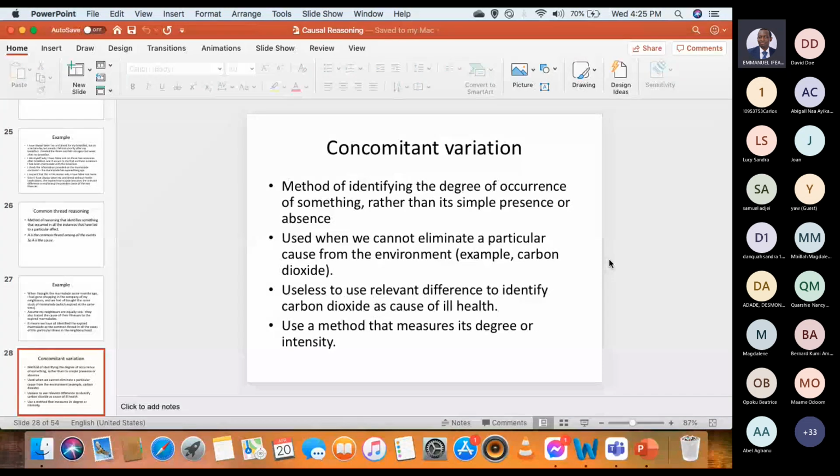So that is where concomitant variation comes in. It is a method of identifying the degree of occurrence of something rather than its simple presence or absence. It is used when we cannot eliminate a particular cause from the environment, for example, carbon dioxide. It is useless to use relevant difference to identify carbon dioxide as the cause of ill health. So we use a method that measures its degree or intensity, and that's concomitant variation.